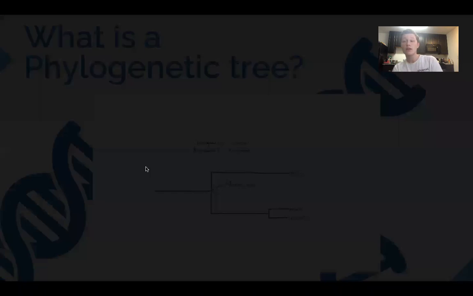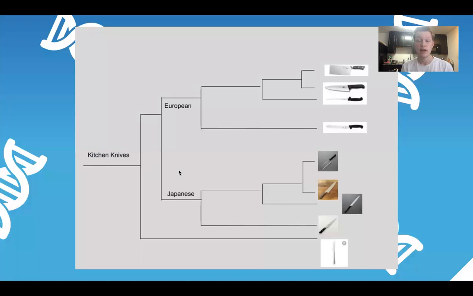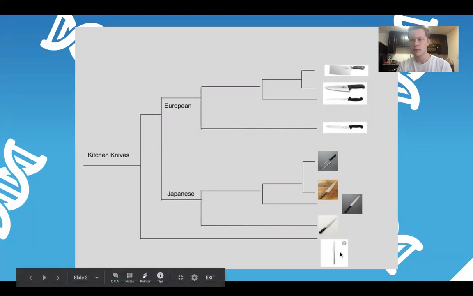And so here's another example that I'm going to use to explain phylogenetic trees, which are kitchen knives. So notice that this is a rooted tree. It's rooted all the way back here. And so there is something common that all of these things come from. But then we also have an outgroup. It's a group that's kind of similar, but not so similar to all these others here.